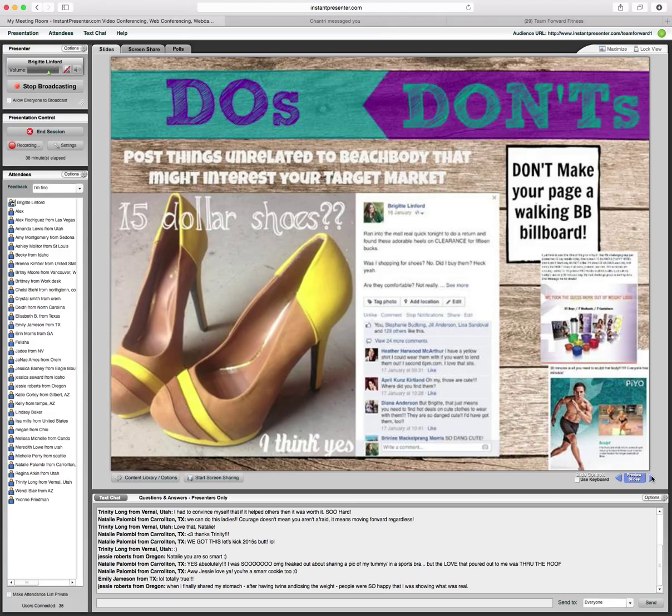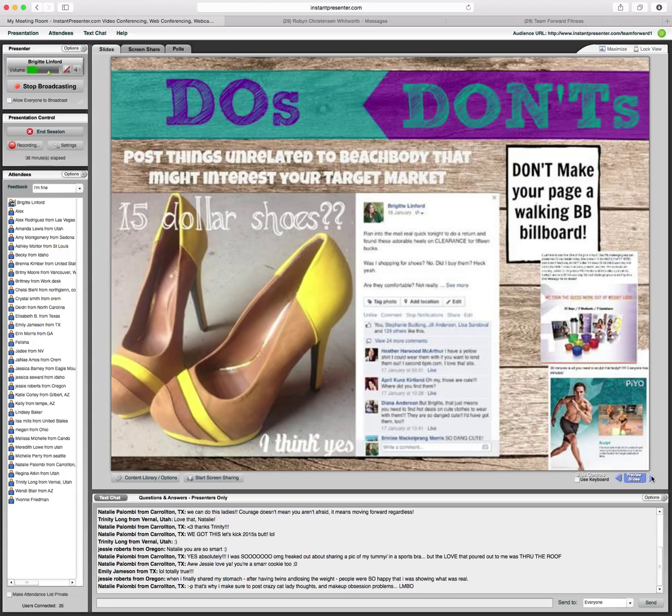So we talked about earlier, I had a slide that had 5 things for you to think about that you could share post ideas on. Just make sure that you're posting things that are unrelated to Beachbody, but that might interest your target market. For me, I'm a mom with 3 kids. My target audience is the stay-at-home mom who has been tight on money, has maybe lost herself a little bit in motherhood. She budgets, she clips coupons, and she's trying to find little ways that she can take care of herself.